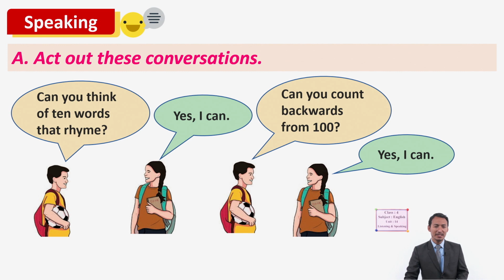Okay, so what are they talking about? Look at the sentence. Can you think of 10 words that rhyme? Yes, I can. They're talking about ability. They are talking about using can to ask about someone's ability and answering if someone has the ability. Can you count backwards from 100? Then another friend says, yes, I can, right? So can you do a similar conversation with your friend? Okay, once again, let's listen to them and practice with them.